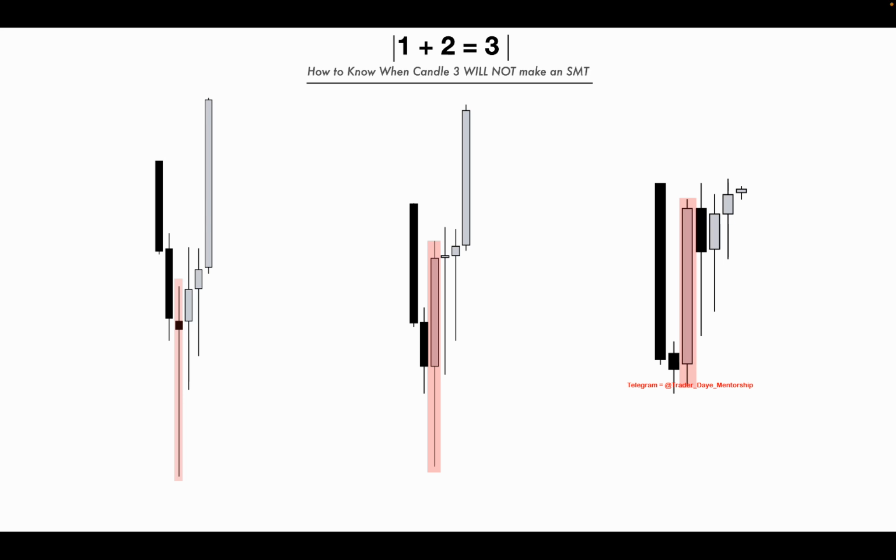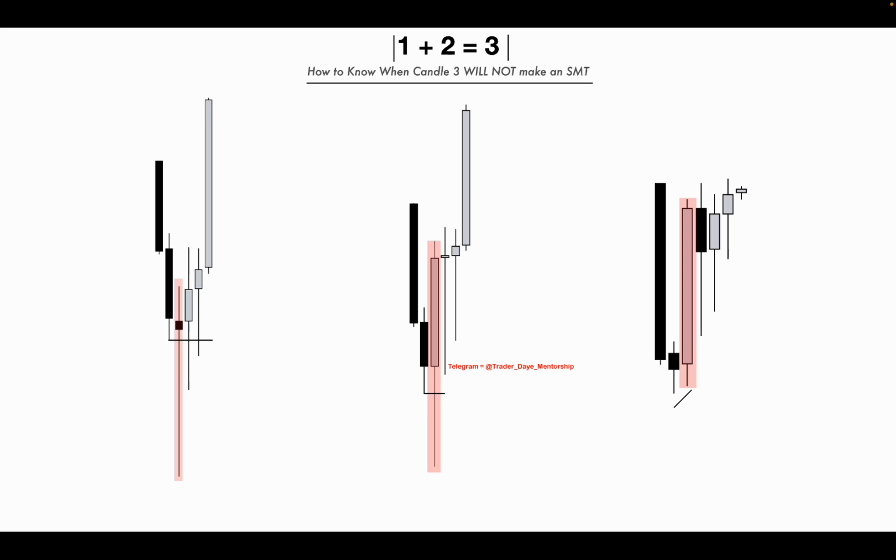And the reason this happened is because there was already a predefined SMT that started the buy program. That's not to be confused with a buy model. A buy program, or any program, buy or sell program, is whenever price runs quickly in one direction and usually offers 1 to 2 fair value gap entries.